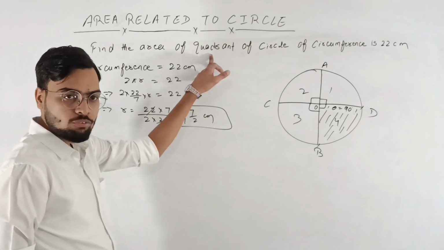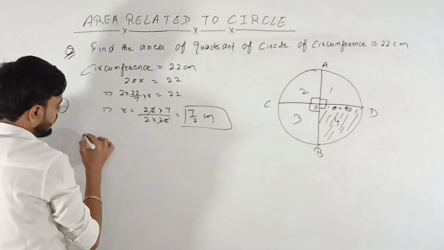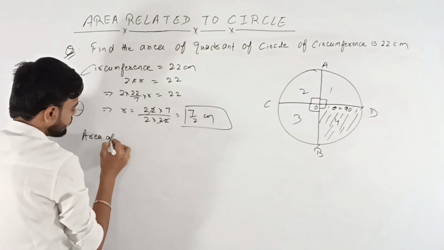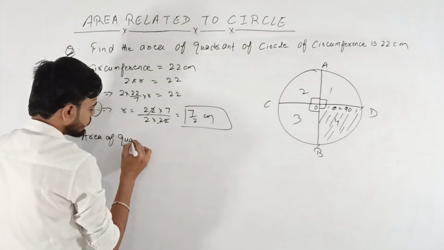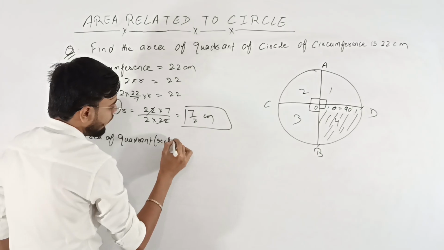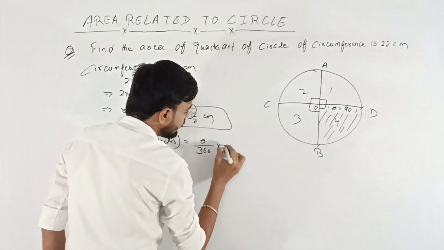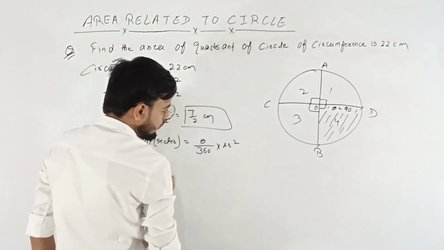Now I have to find the area of the quadrant. So this will make a sector. So the area of the sector is theta upon 360 degree into pi r square.